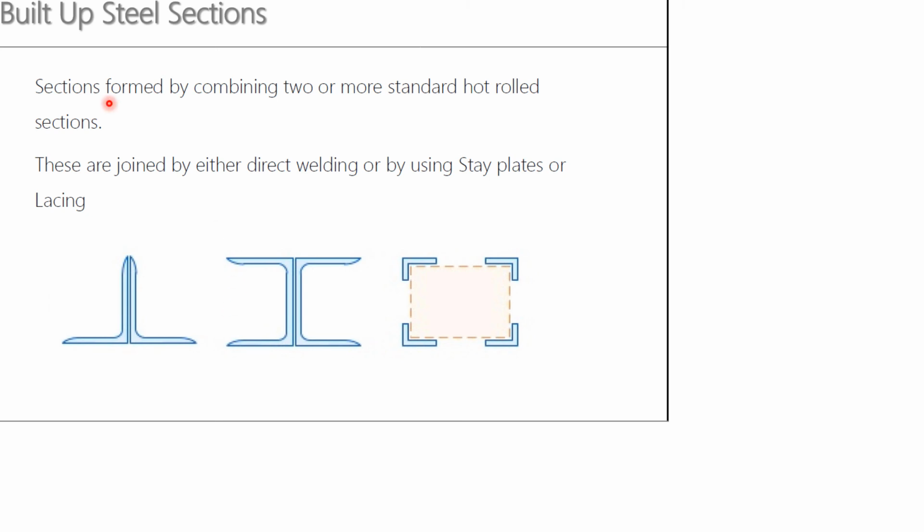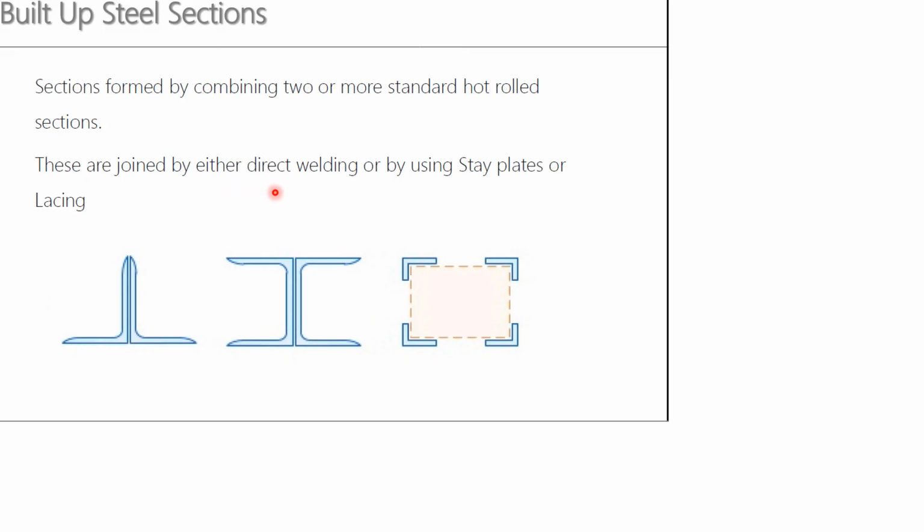Now built up section. Sections formed by combining two or more standard hot roll sections. For example, you can see one angle section, side to side, another angle section. By joining these two sections, we get the double angle section that I discussed. I will discuss it later. Similarly, double channel section back to back. So channel section, with welding, with riveting, with bolting, we join these two sections and form a new section, that is built up sections.